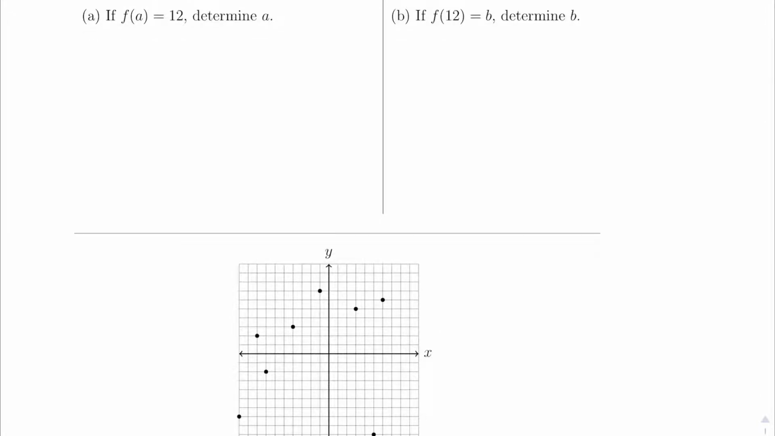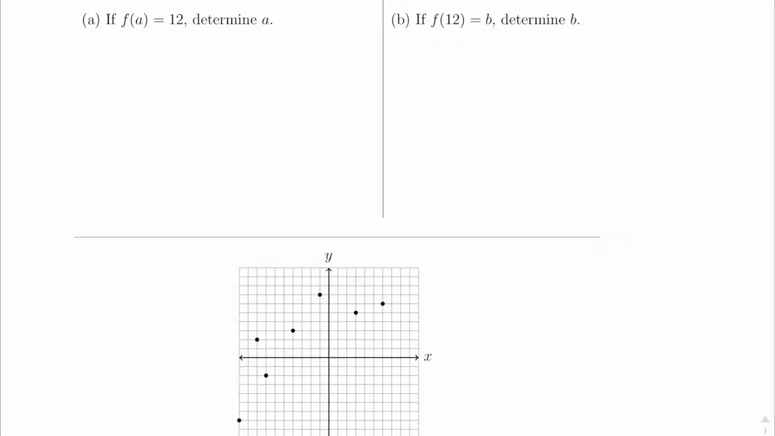Let f of x be the function 4x minus 6. If f of a equals 12, determine a. So with these problems, whenever you have a function given to you algebraically like this, and you're finding input and output values, be really cognizant of what the input is, it's the thing inside the parentheses, and what the output is, it's the thing on the other side of the equal sign.